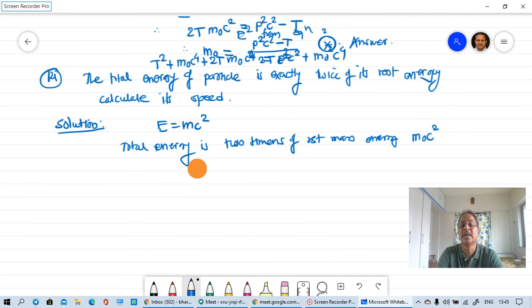Total energy of particle is exactly twice of its rest mass energy. So actually I have this energy E is equal to, we cannot write this way. That means twice of, in this relation V should come somewhere. So where it comes, I think this relationship: E square is equal to P square C square plus M0 square C raised to 4th.